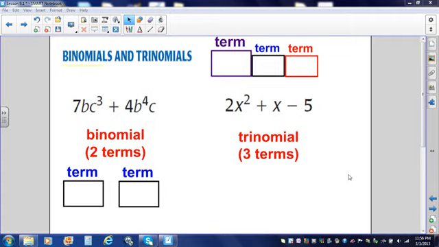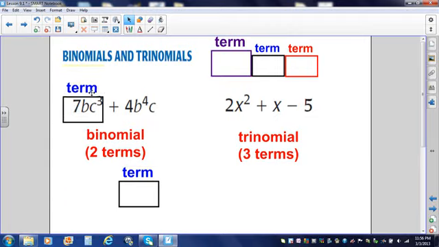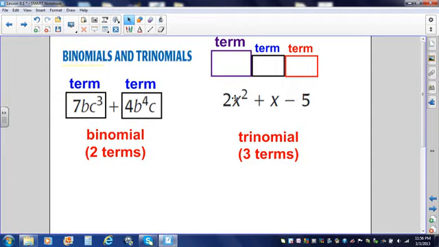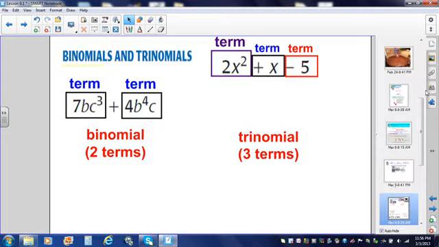Alrighty, let's look at some binomials and trinomials. A binomial has two terms. So that is a term and that is a term. A trinomial has three terms. This is our first term, second term, and third term, trinomial.